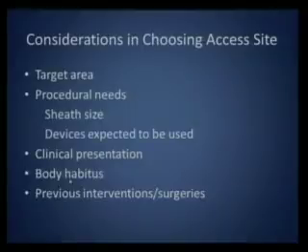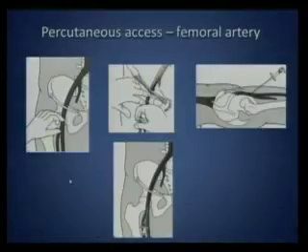We use a lot of axillary access. But in a patient who is morbidly obese, it is very tough to get axillary access. If a patient is hypertensive, it is very tough to get axillary access. They bleed a lot. So in those cases, you actually prefer femoral access. So body habitus also plays a big role. And then what previous interventions and surgeries have been done.